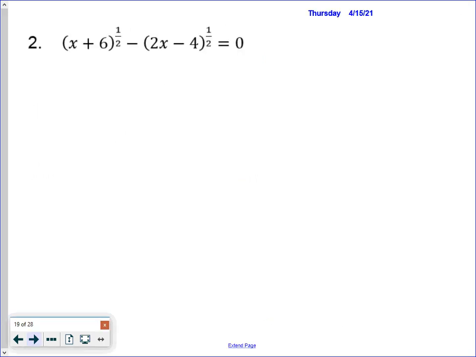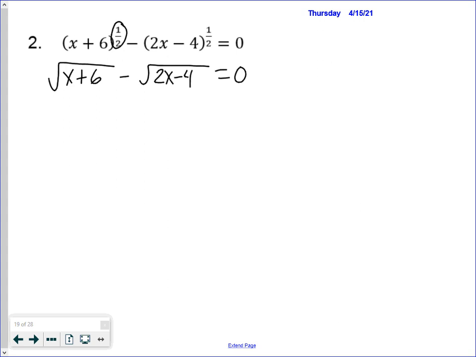So let's go on to number 2. On number 2, we have x plus 6 to the 1/2 minus 2x minus 4 to the 1/2, all equals 0. These are rational exponents, and we're going to change them into radical expressions. Remember, anything raised to the 1/2, that's the power over the root. So it's a power of 1 to the root of 2, and the root of 2 is just the square root. So it's the square root of x plus 6 minus the square root of 2x minus 4, all equals 0. So we have two radicals, and like I said before, we always want to isolate our radicals. So we're going to move the square root of 2x minus 4 to the other side.